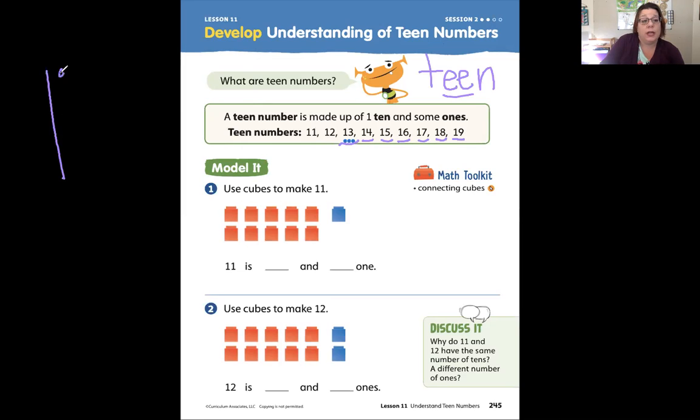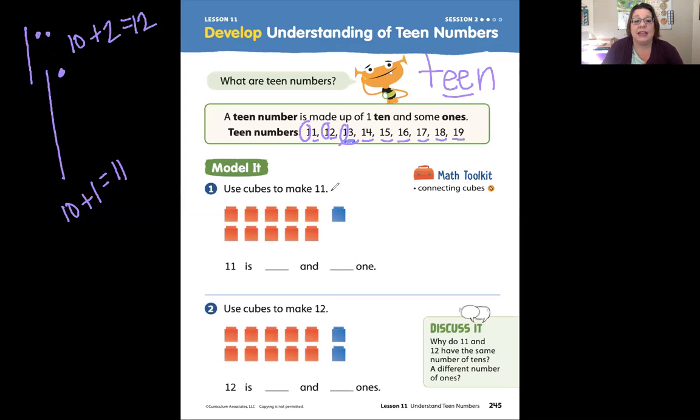So it could be 1 ten plus 1 one. 10 plus 1 equals what? 11. What about this? 1 ten and 2 ones. That is 10 plus 2. What's 10 plus 2? 10 plus 2 is 12. So a teen number has 1 ten and some ones. Here it says use cubes to make 11.